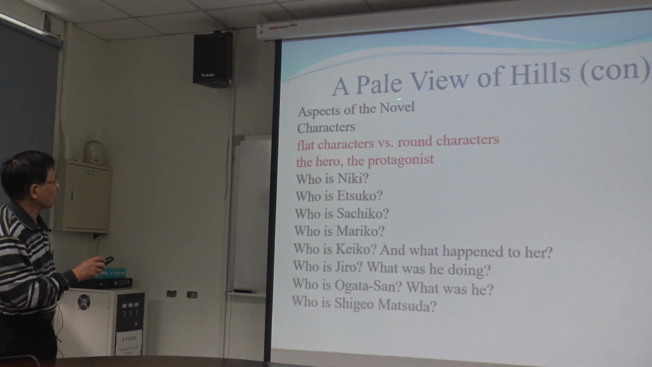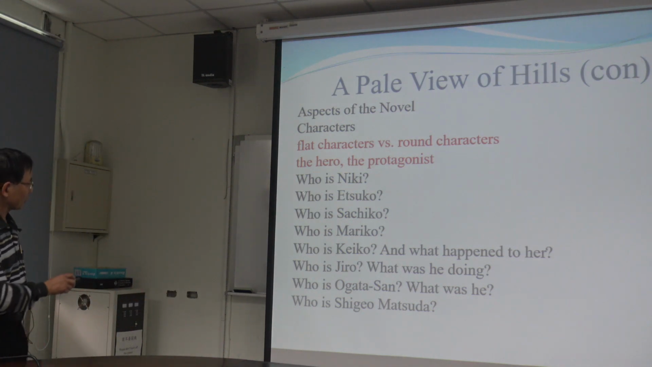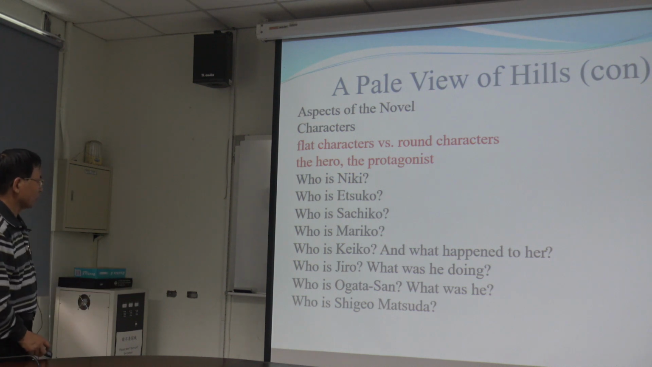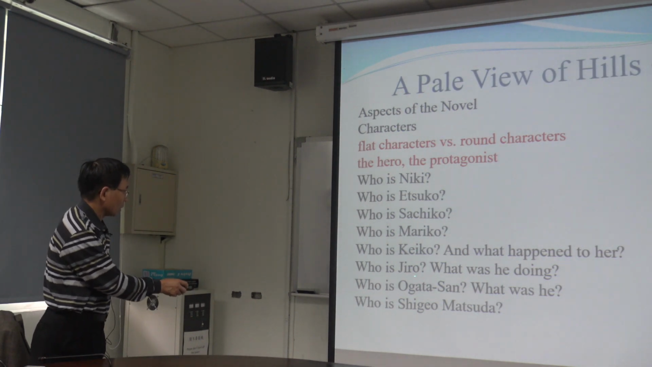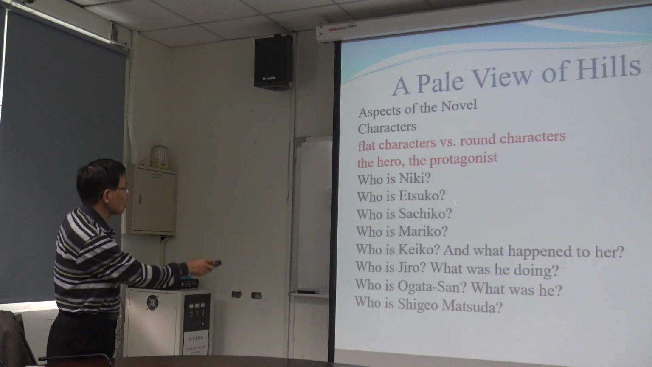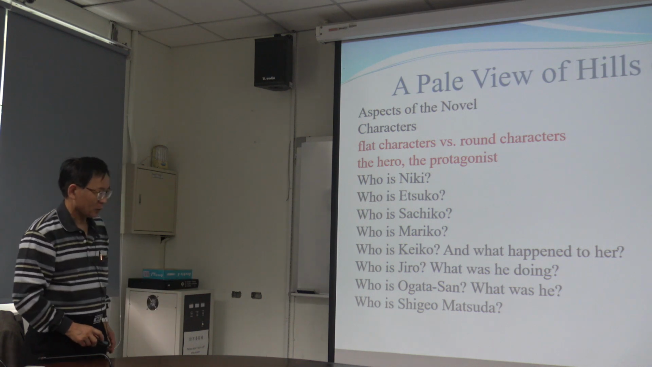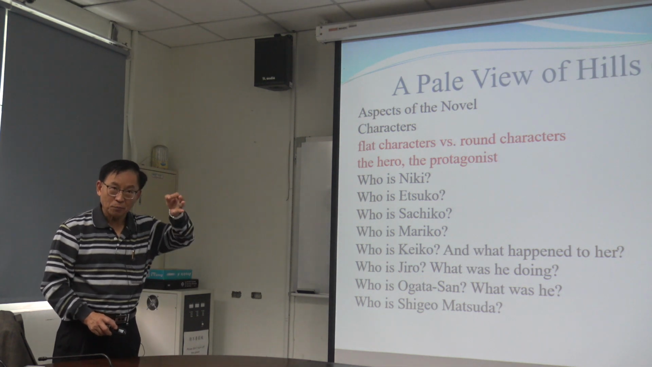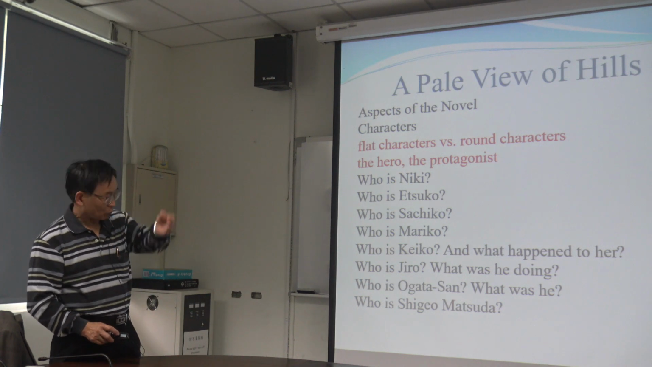Another important aspect of the novel is the character. Okay? In this novel, we have several important characters like Nikki, Etsuko, Sachiko, Mariko, Keiko, Jiro the husband, Ogata-san, Jiro's father, Shigeo, Matsuda. These are the major characters. Of course, we have another important major character, Mrs. Fujiwara. She stands for the spirit of looking forward, the spirit of optimism, 乐观进取 the spirit.